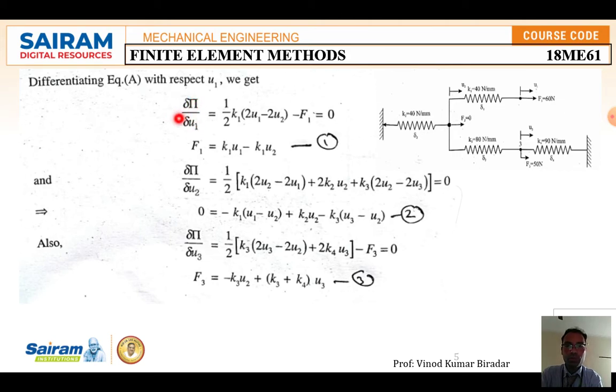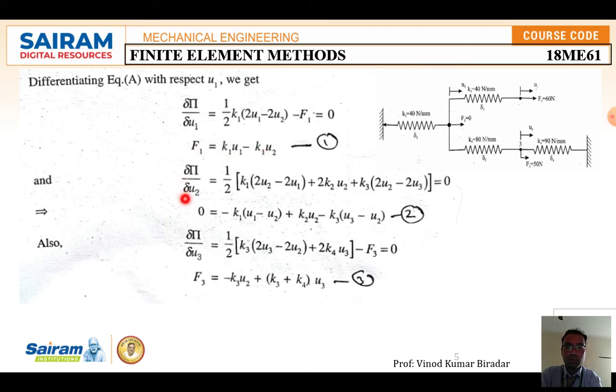Okay, so now one by one, differentiate the potential energy function equation with respect to u1. We will get dou pi by dou u1 is equal to half of k1 times (2 u1 minus 2 u2) minus f1. So f1 is equal to, this goes to the other side, k1 u1 minus k1 u2. Half of 2 cancels, so the final answer is f1 is equal to k1 u1 minus k1 u2.